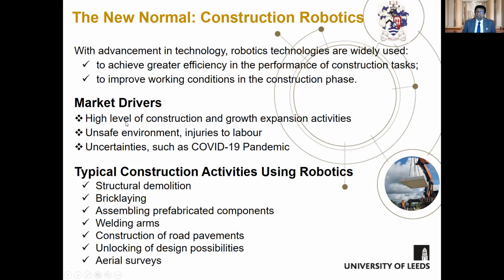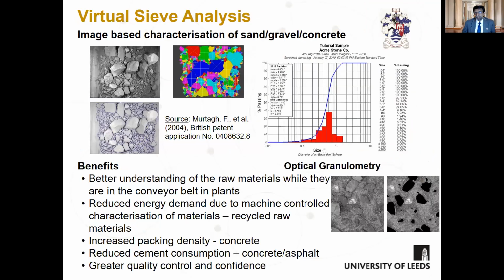The market drivers are, first, a high level of construction and growth expansion activities. The second is an unsafe environment injuring the labor force, and uncertainties such as the COVID-19 pandemic, which prevents us from working on site. So with the advancement in technology, robotics technologies are widely used to achieve greater efficiency in the performance of construction tasks and to improve working conditions in the construction phase.